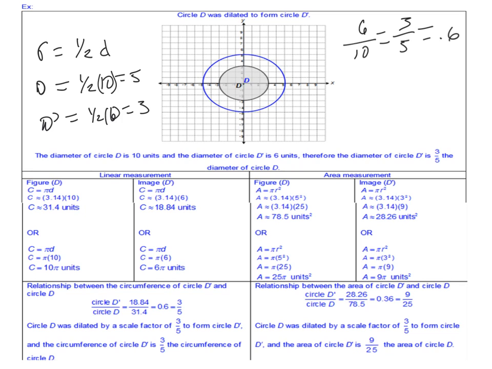So now taking a look at the actual image, remember 6 was our diameter, which means our radius is 3. So here we have 3.14 times 3 squared, meaning 3.14 times 9 would give us an area of 28.26 units squared, or 9 pi units squared.